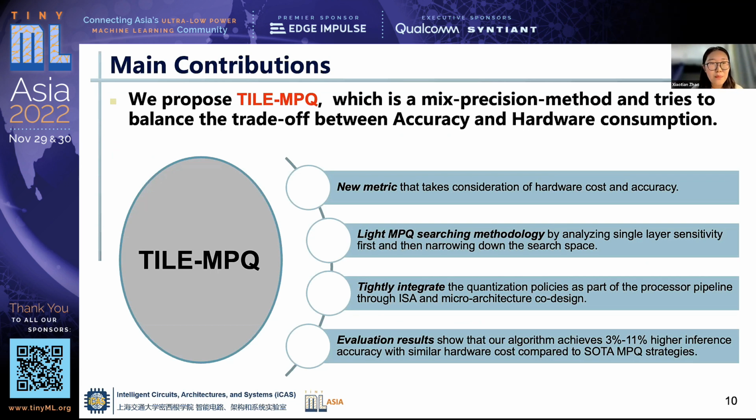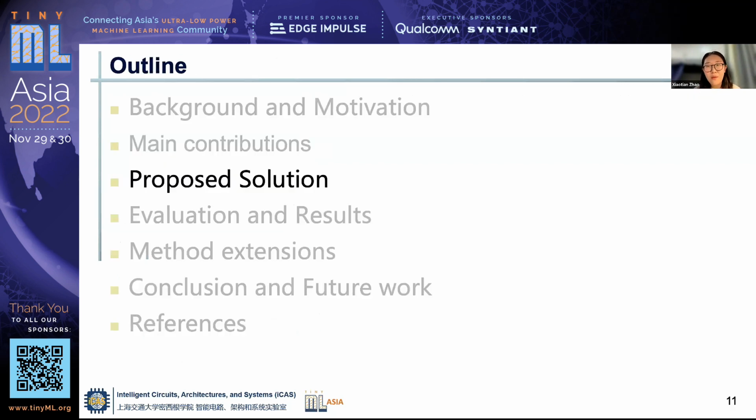The first one is that we propose a new metric that takes hardware into consideration, and then narrowing down the search space. And the third part is we tightly integrated the quantization policy as part of the processor pipeline through ISA and microarchitecture co-design. And the fourth part is our evaluation. It is worth mentioning that our algorithm achieved up to 11% higher inference accuracy with similar hardware cost compared to other SOTA MPQ strategies. Then we will have a detailed discussion of our method.